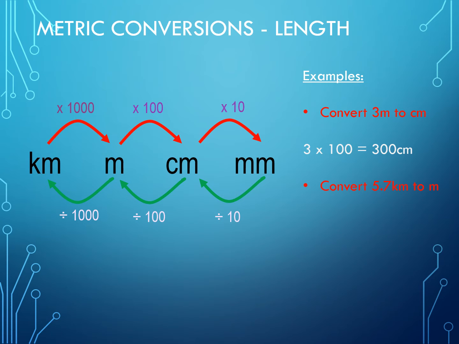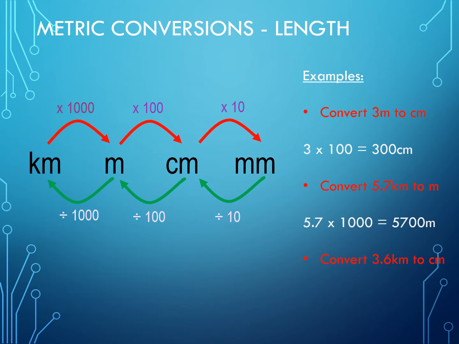Convert 5.7 kilometers to meters. Again, follow the arrow. Which way are we going? Are we going to follow the red arrow, the green arrow? Quite obviously, the red arrow. So if we're following the red arrow, we've got 5.7 jotted down, and then we're just converting that to meters by multiplying it by 1,000 equals 5,700 meters.